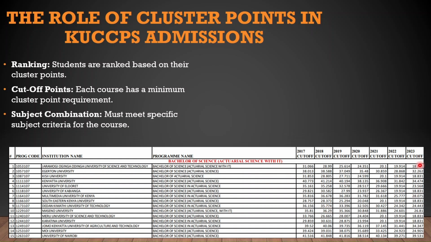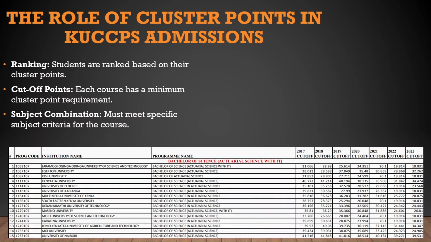Okay. So for instance, in Jaramogi Oginga Odinga University of Science and Technology, for this particular course, the cluster point of the last group in 2023 was 18.831. So anyone who had below these cluster points cannot be able to do this course in that university. That situation gets a bit trickier in the University of Nairobi because the cluster points are a bit high, or the cutoff is a bit high, 39.531. So anyone below 39.531, even with a 0.001, cannot be able to do this course in this particular university.